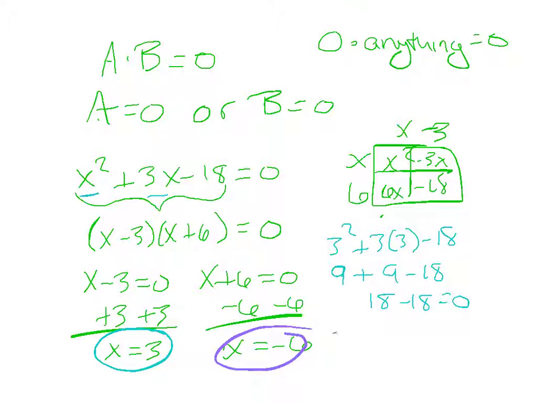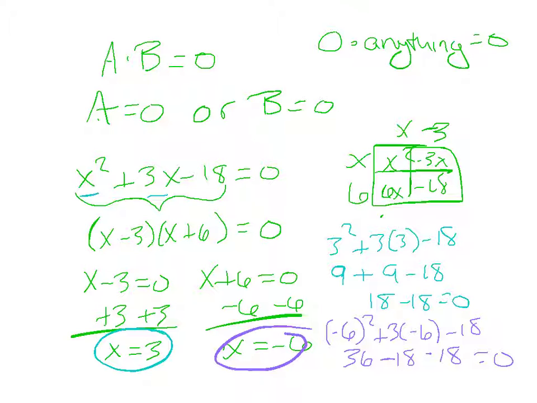If I do that with the negative 6, so if I take that negative 6 and plug it in, I get negative 6 squared plus 3 times negative 6 minus 18. Negative 6 squared is 36 minus 18 minus 18. Did you know 18 and 18 make 36? So when I subtract 18 twice, I'm going to get 0. And so that one also works. So I get two answers. I get 3 and I get negative 6 for an answer.